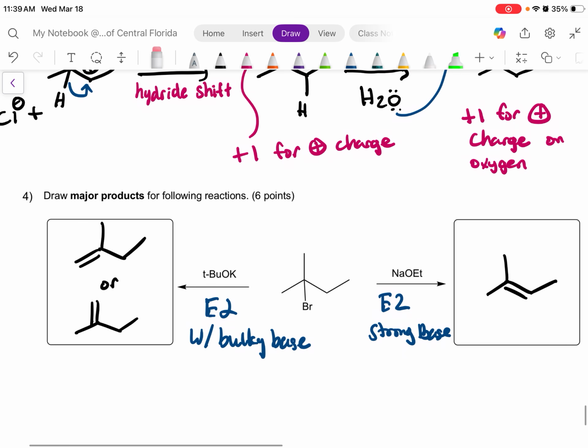And then, same principle as in the last one, just different molecule. So this one on the left would be our Hofmann product. And then the one on the right would be our Zaitsev product. Based off of the same rationale. There's our alpha, beta, beta, and beta.